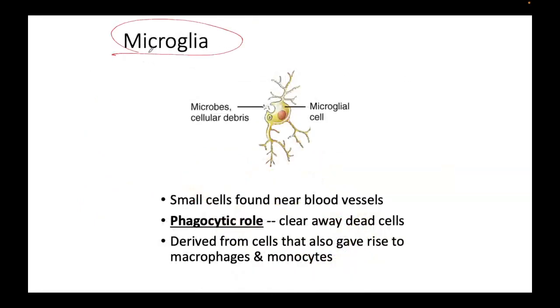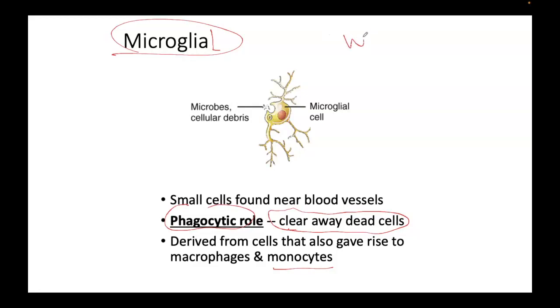Now, microglial cells, microglia or microglial, same thing. These are phagocytic. They engulf and clear away pathogens and dead cells. And they are derived from monocytes.